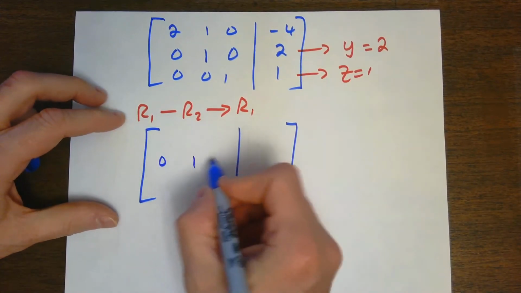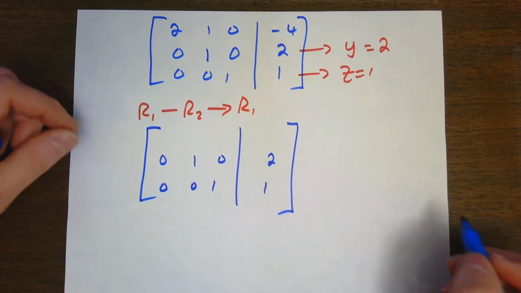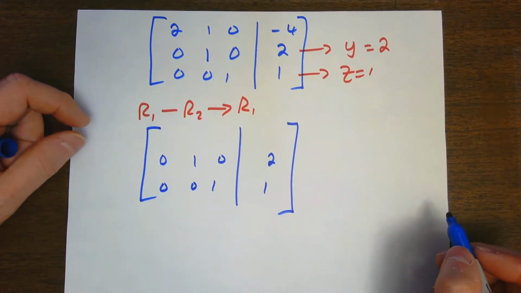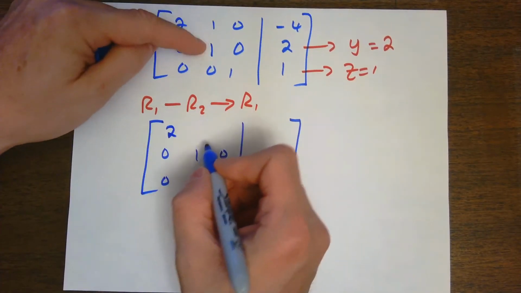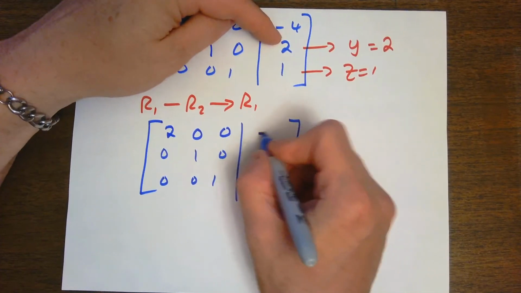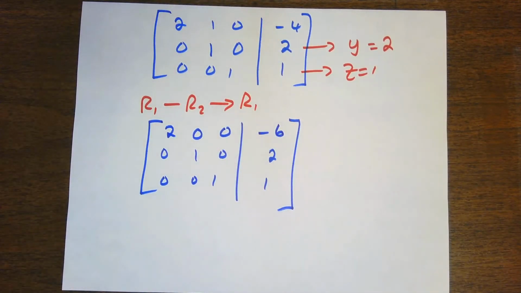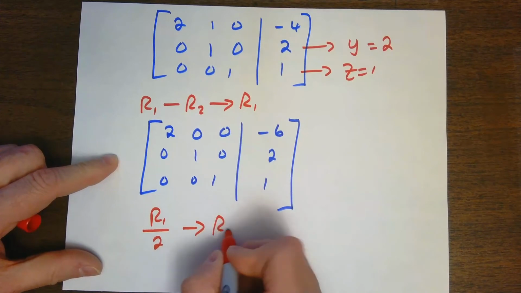So I'm not changing row 2 or row 3. All right, 2 minus 0, 2. 1 minus 1, 0. 0 minus 0, 0. Negative 4 minus 2, negative 6. All right, only one step left. Do you see it? Take that row 1 and divide everything by 2 and put it in for row 1.